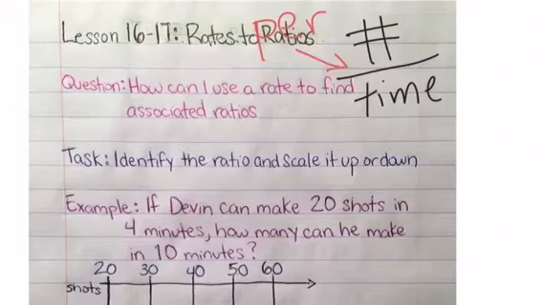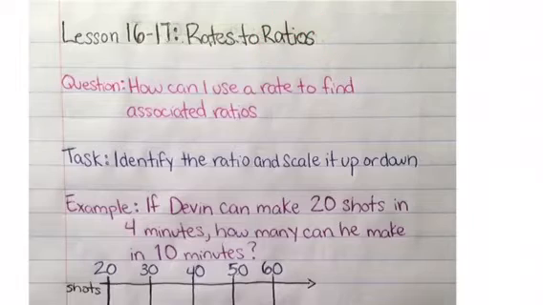So now that we know sort of what a rate is, we can take a look at how to turn, like our problem says, rates into ratios. So first step is to identify the ratio, and then it's really easy. You just scale it up or down. Multiply it by the same number going up, divide it by the same number going down.